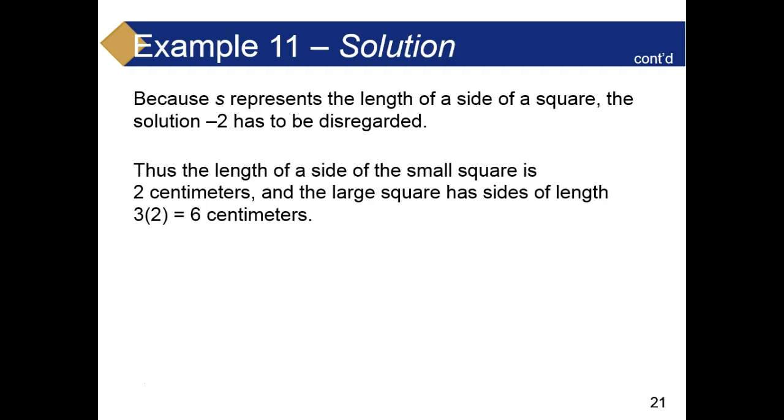Well, then the large square would have a side of 6 centimeters. 3 times 2 is 6. 2 squared is 4 plus 6 squared, 36. That's 40. Sure enough, that works. And they ended the problem right there.